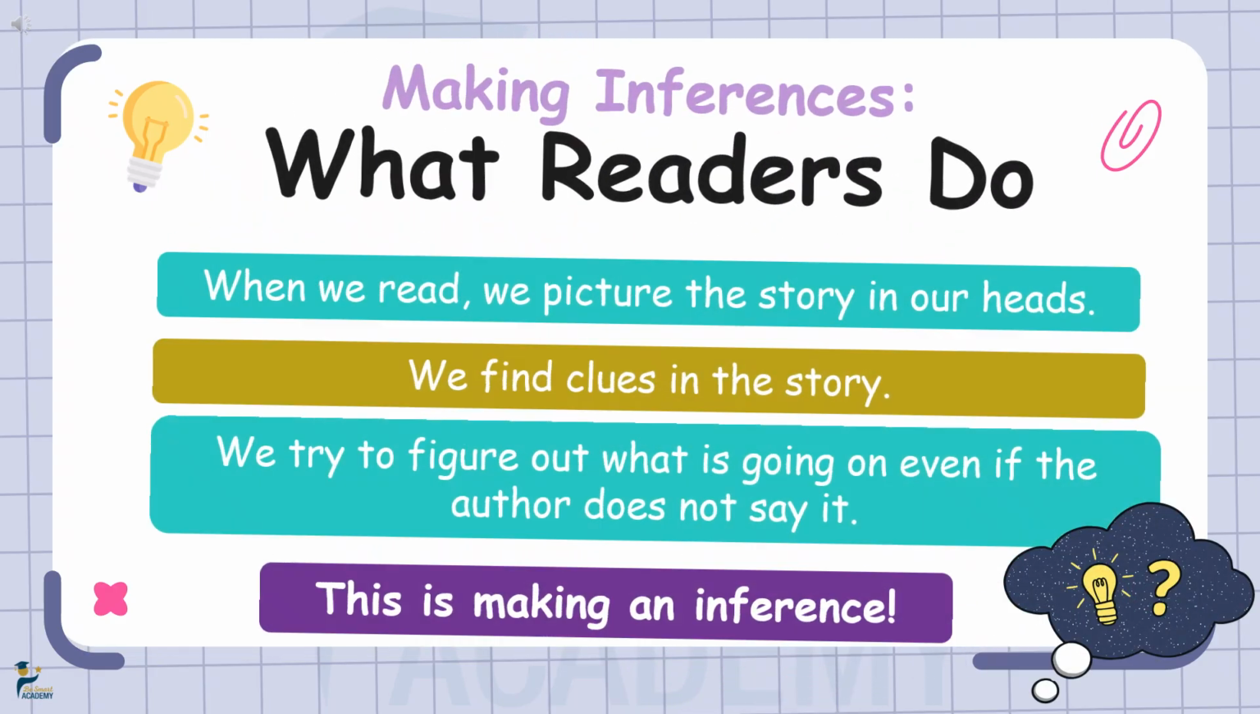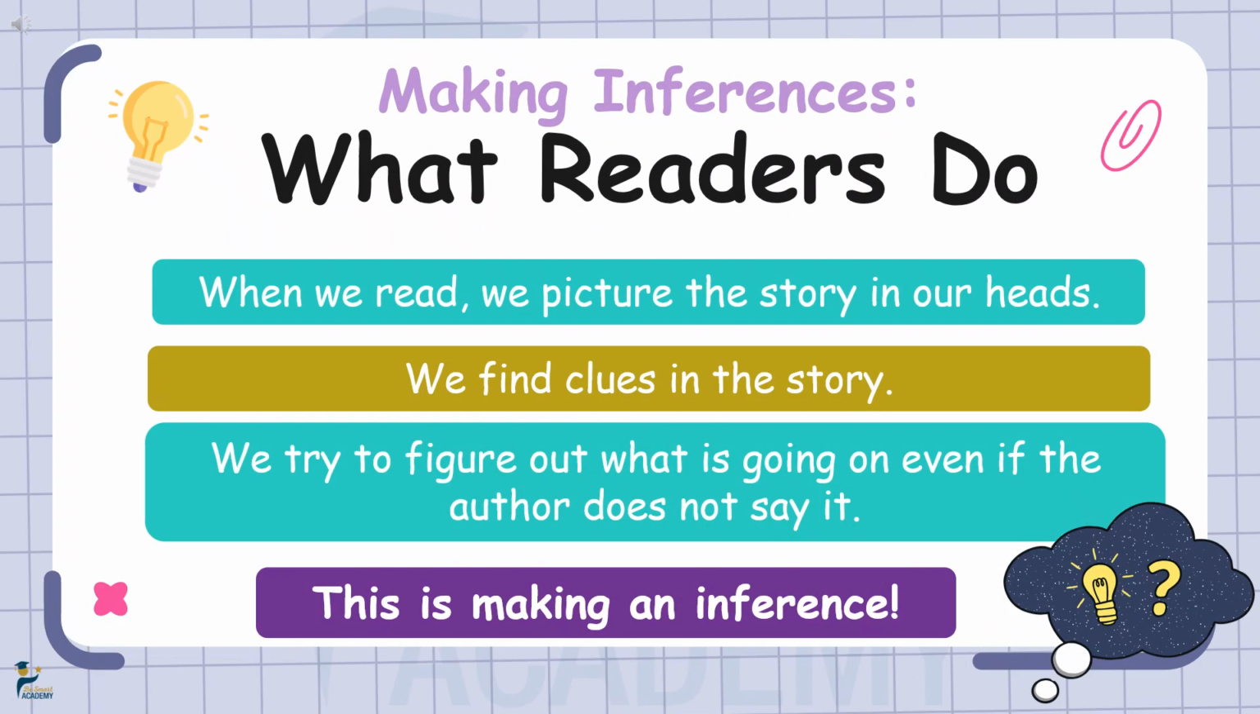In making inferences, readers must do the following. First, when we read, we picture the story in our heads. We find the clues in the story, and we try to figure out what is going on, even if the author does not say it. This is how to make inferences. Making inferences means using clues from what you read or see, plus what you already know, to figure something out that isn't directly said.